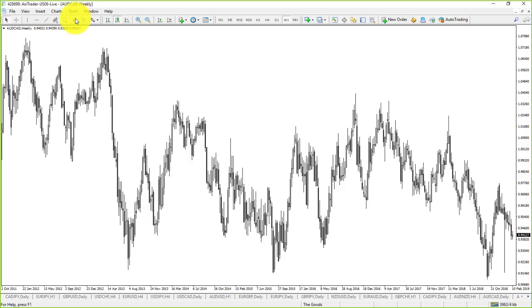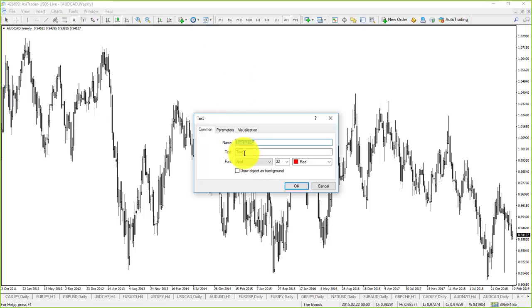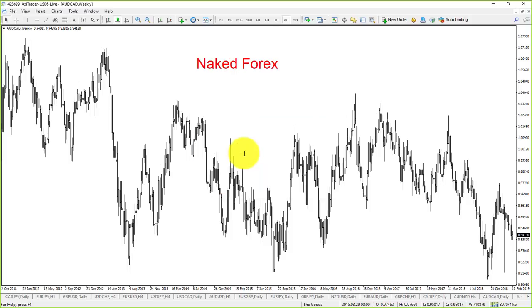If you haven't been to one of our sessions before, or you haven't read the book Naked Forex, I'll tell you a little bit about what Naked Forex is all about. It's about trading price action without indicators, usually support and resistance levels. Sometimes I use trend lines, but essentially it's a very simple approach.